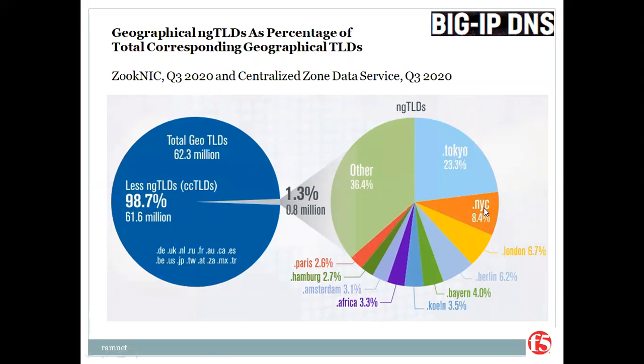Tokyo has got so many. NYC, New York, and Berlin, Bern, and many others, Africa, Amsterdam, Hamburg, Paris. Nowadays people are registering with the new names. It's not only .com or .org or .gov or something like that. Many other domain names are also coming up, like .tokyo, .nyc. I can create my site .tokyo, my site .nyc, something like that.